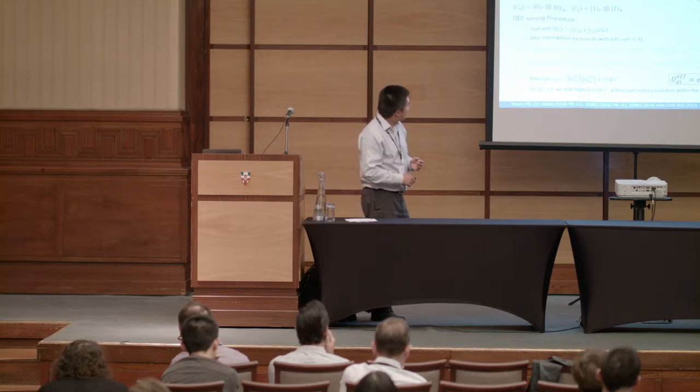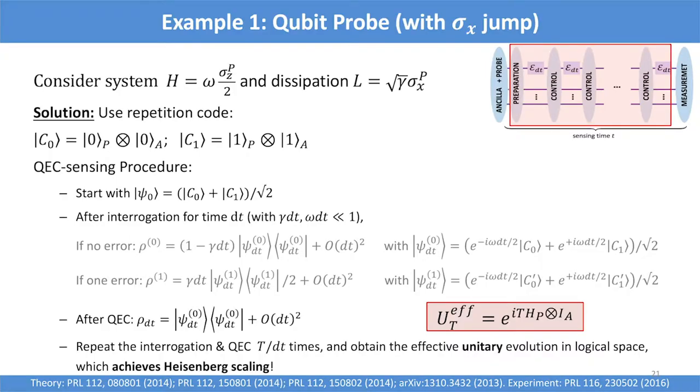So now let's consider this as one time step, and you can repeat many time steps, and effectively you get a unitary evolution in the code space, and you can restore the Heisenberg scaling, as I mentioned earlier. Essentially, you just do a Ramsey experiment in the logical space to restore the Heisenberg scaling. Okay, so this is the case if you have a bit flip.